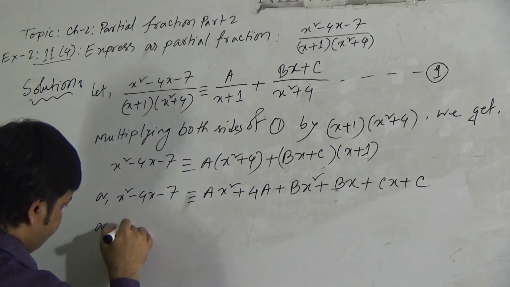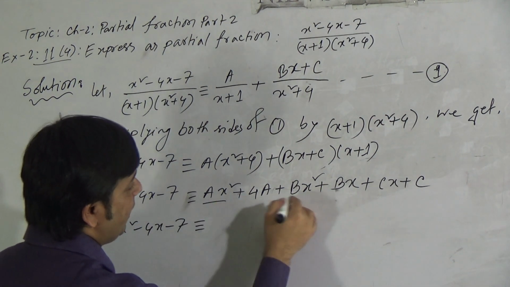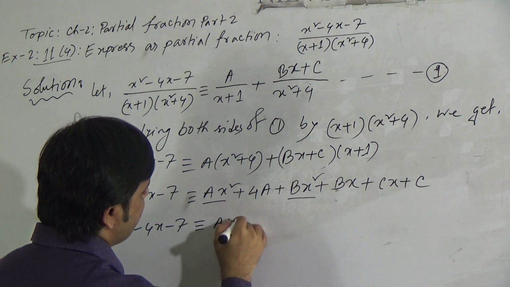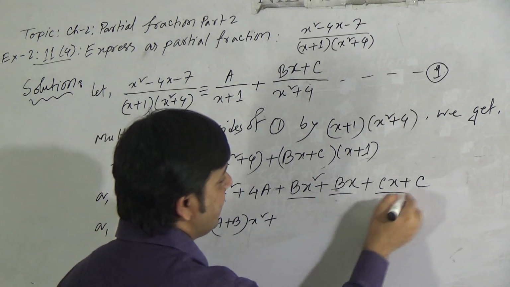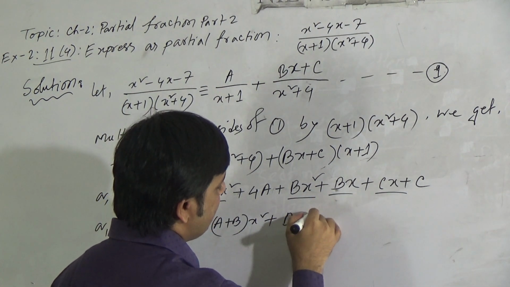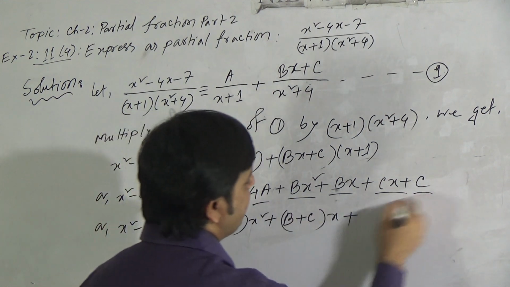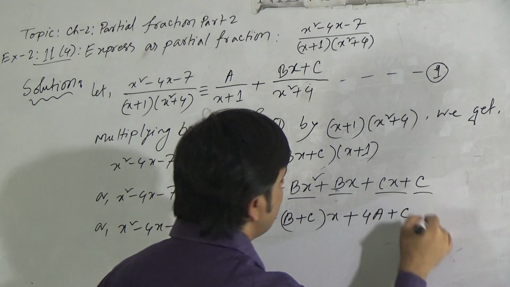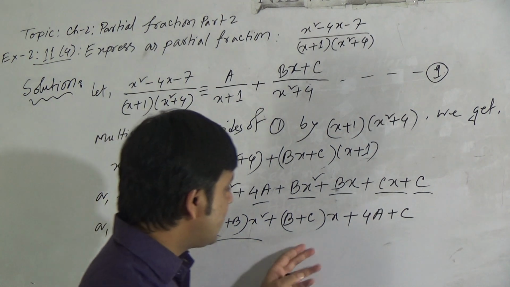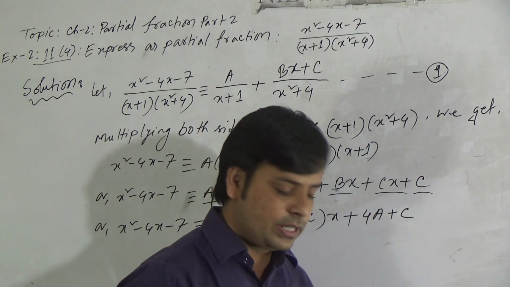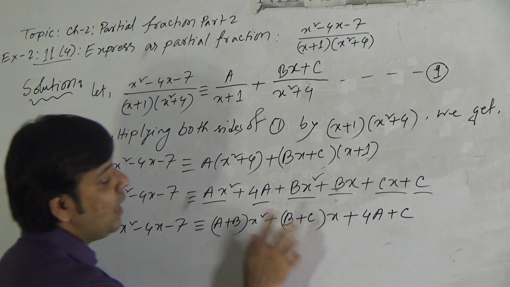We can write, left side will remain the same. So we can write here ax square, bx square. So we can write a plus b into x square. Then here is bx, cx. So we can write here b plus c into x. We can take x common. Plus, here is 4a, here is c. So we can write 4a plus c. Now see this term, this is the term containing x square, this is the term containing x, and this is the constant term. Okay dear students, now here a, b, c are constants.